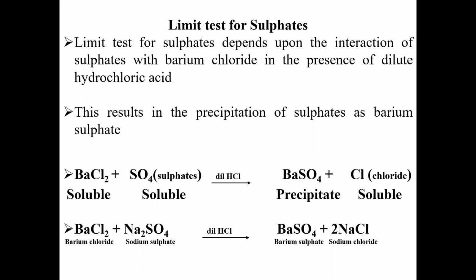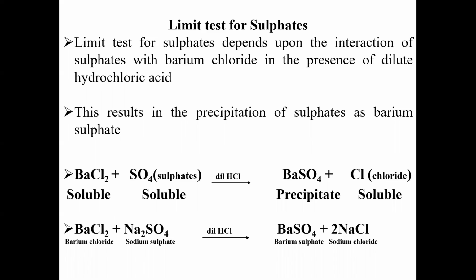Limit test for sulfates. Coming to the topic, the limit test for sulfates depends upon the interaction of sulfates with barium chloride in the presence of dilute hydrochloric acid. So we are taking sulfates and reacting them with barium chloride in the presence of dilute hydrochloric acid. When you react all these three, what happens? We get the precipitate of sulfates as barium sulfate.